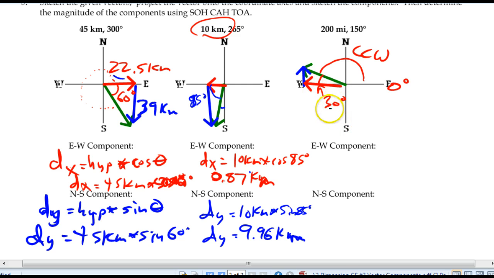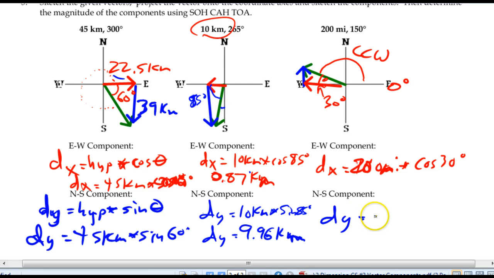For the east-west component, I'm going to use the cosine of 30 because this is the angle and the red is touching that angle. So dx is going to be equal to 200 miles this time times the cosine of 30 degrees. And then for the vertical, I'm going to use dy equals 200 miles times the sine of 30 degrees.